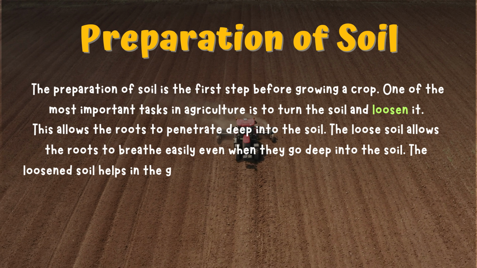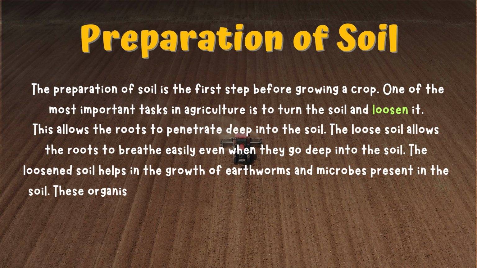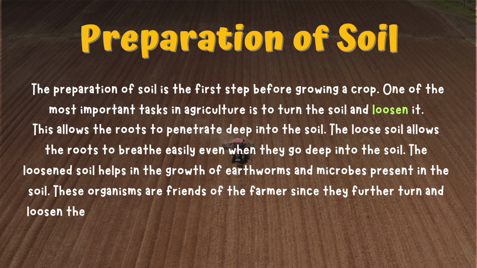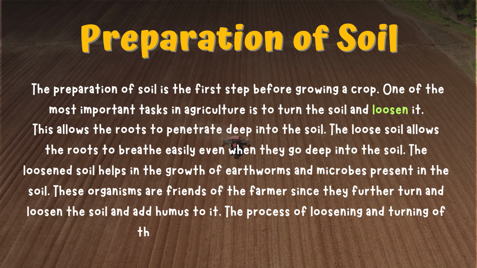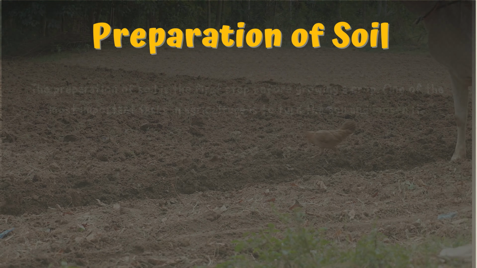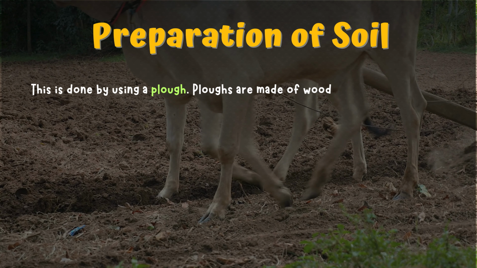The loosened soil helps in the growth of earthworms and microbes present in the soil. These organisms are friends of the farmer since they further turn and loosen the soil and add humus to it. The process of loosening and turning of the soil is called tilling or plowing. This is done by using a plow. Plows are made of wood or iron.